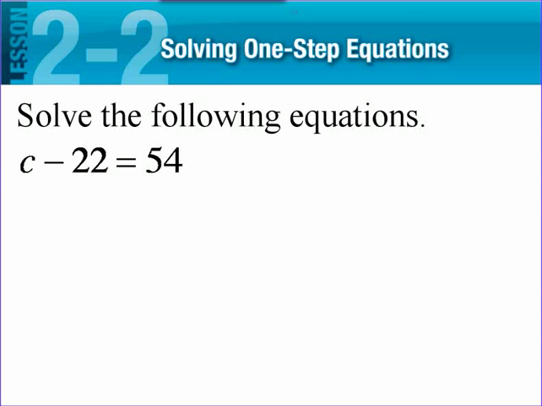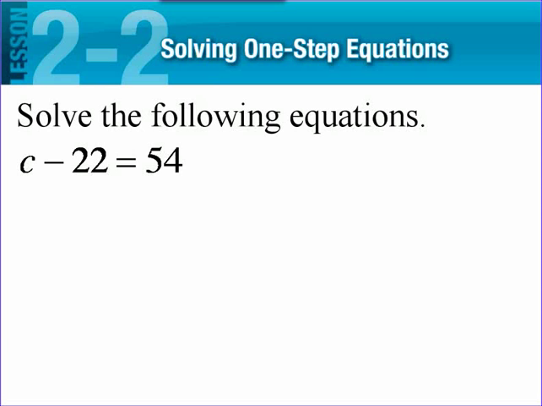So today we're going to be solving one-step equations. This should be review. Okay, shouldn't be anything new. And so if you look at the first one, it says solve the following equations. And so we have C minus 22 equals 54. And so what I need to do is solve that for C. And so how would I solve that?